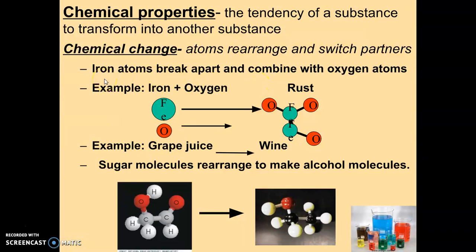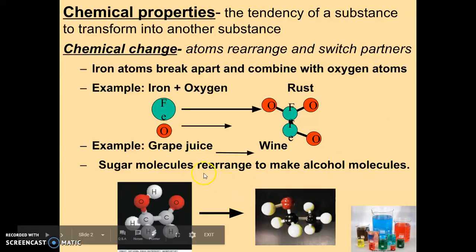Iron. If you think about iron forming a chain, or iron the metal making up some type of component of something, if iron atoms combine with oxygen atoms, you end up with iron rusting. So here is the chemical equation for that happening. You take iron, Fe, plus oxygen, O, you end up with a new substance, iron oxide or rust. Completely rearrange and switch partners.